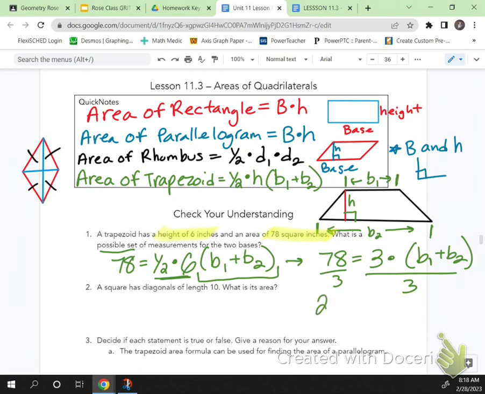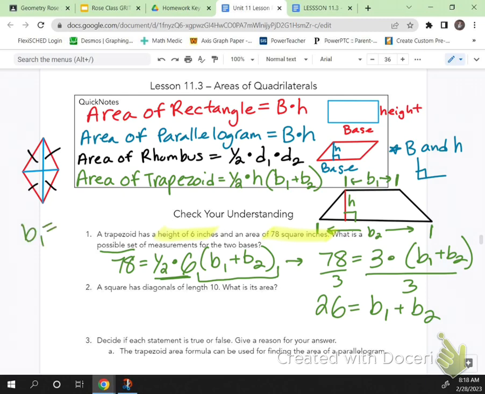We should get 26. So then I have to give a possible set. What two numbers added together would equal 26? There's a lot of possibilities. 13 and 13. Remember, the bases on a trapezoid have to be different. So not quite 13. 14 and 12. That would work.